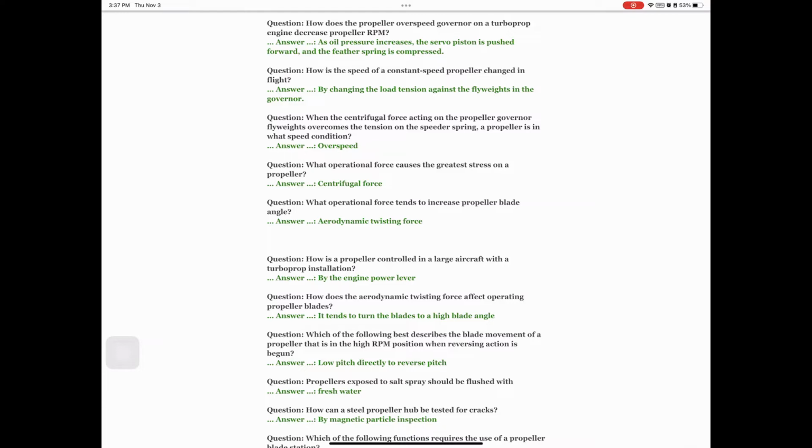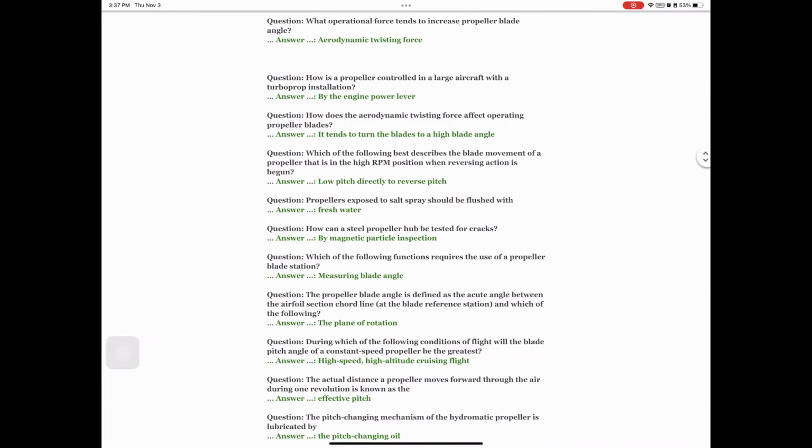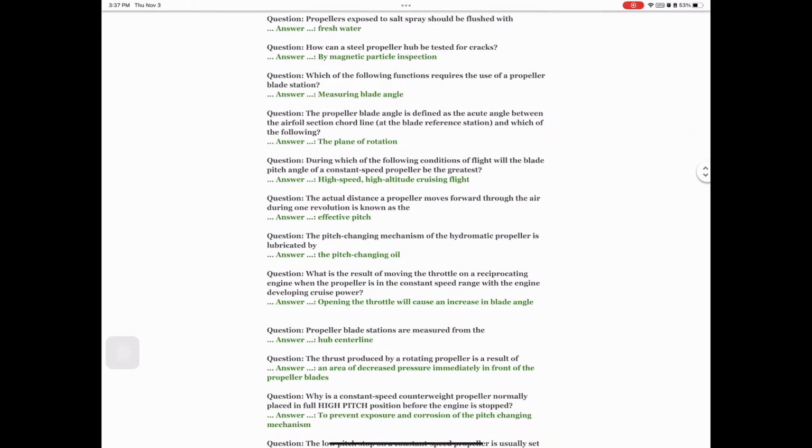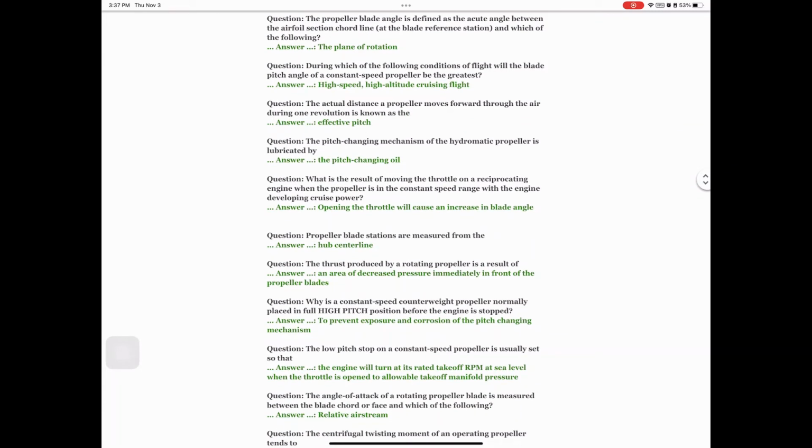Question: during which of the following conditions of flight will the blade pitch angle of a constant speed propeller be the greatest? Answer: high speed, high altitude cruising flight. Question: the actual distance a propeller moves forward through the air during one revolution is known as the? Answer: effective pitch. Question: the pitch changing mechanism of the hydromatic propeller is lubricated by? Answer: the pitch changing oil.